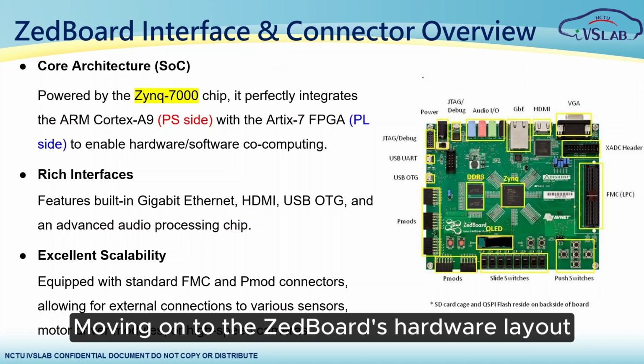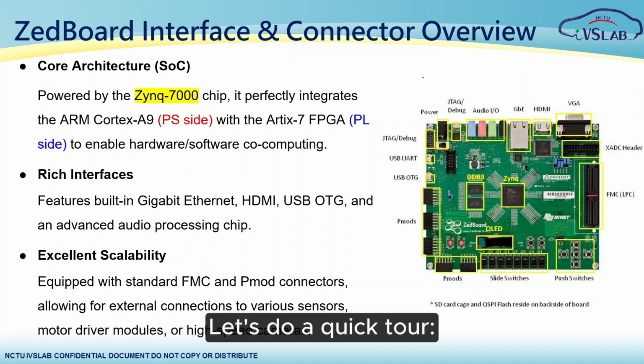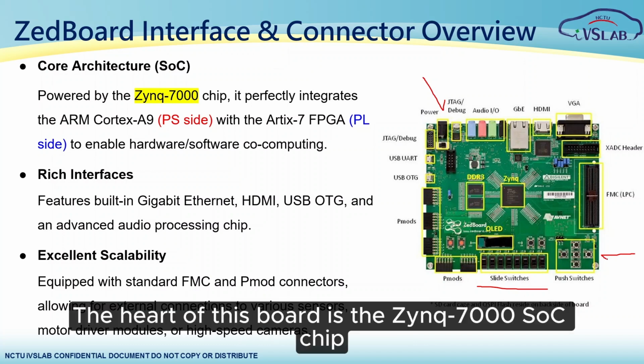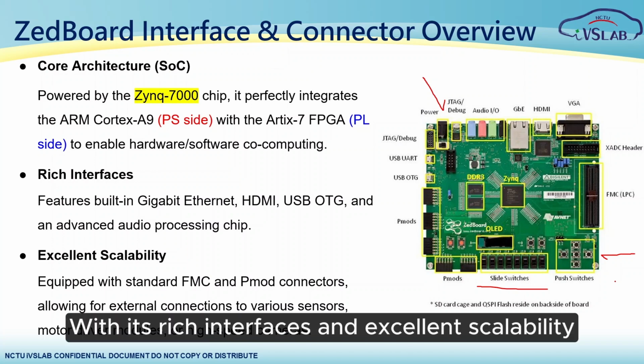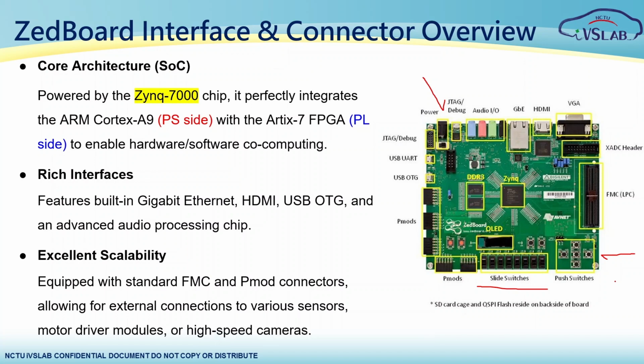Moving on to the ZedBoard's hardware layout. The board on the right is the ZedBoard we'll be using. Let's do a quick tour. Here is the power jack. Here are 8 LEDs with their corresponding switches and buttons for user control. The heart of this board is the Zynq 7000 SoC chip right in the center. With its rich interfaces and excellent scalability, it's a perfect choice for both beginners and pro developers.